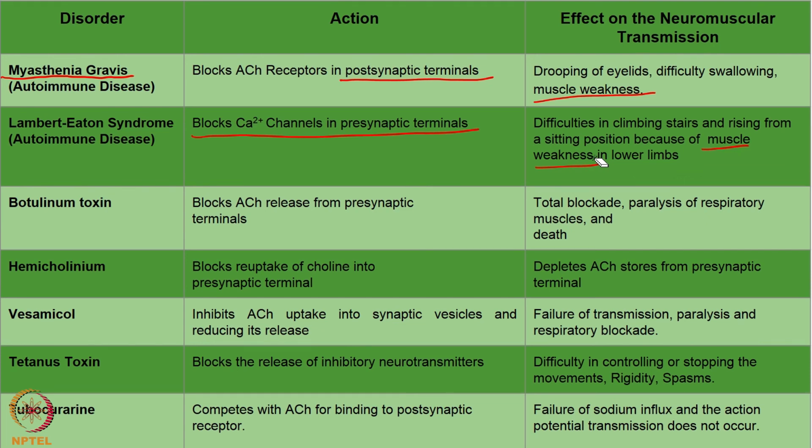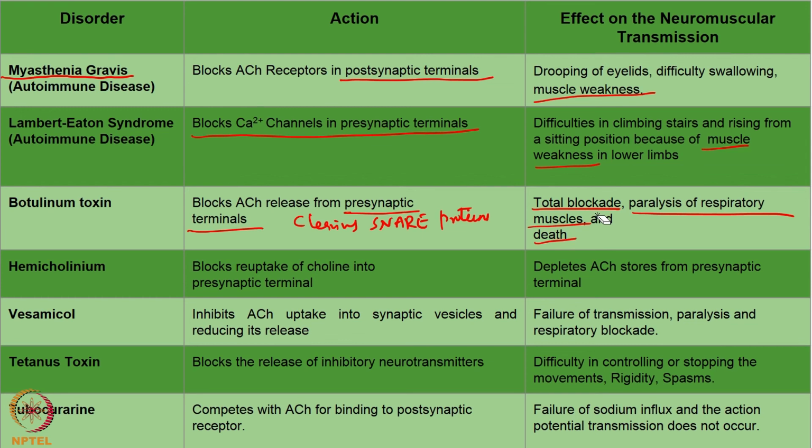Then there is botulinum toxin. Botulinum toxin essentially prevents the release of acetylcholine from the presynaptic terminal. How? By cleaving the SNARE proteins, essentially preventing the action of the docking proteins synaptobrevin and syntaxin from fusing to the membrane and releasing acetylcholine into the cleft, right. It leads to total blockade, paralysis, as in flaccid paralysis, and death, right.